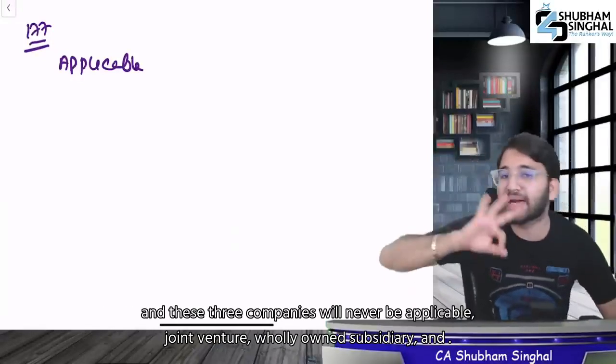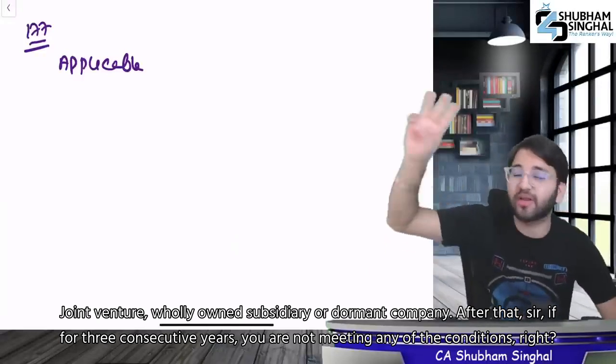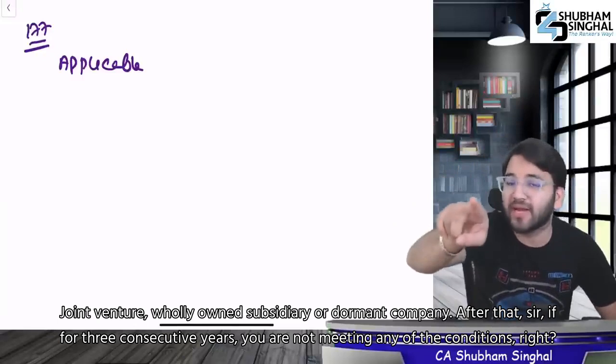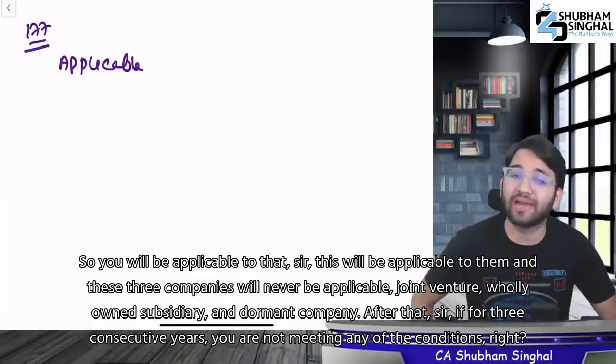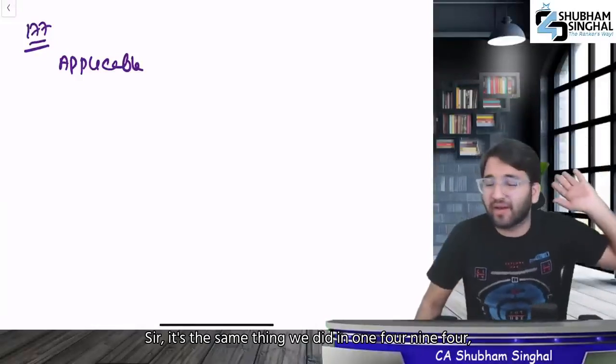Is this clear? It won't be applicable to 3 companies: joint venture, wholly owned subsidiary, or dormant company, if for 3 consecutive years you are not meeting the conditions. Therefore, this provision for audit committee won't be applicable to you. Okay? It's the same thing we did in 149(4).